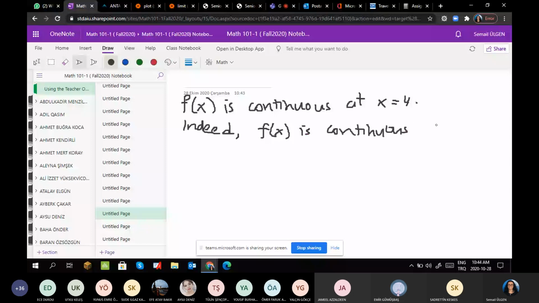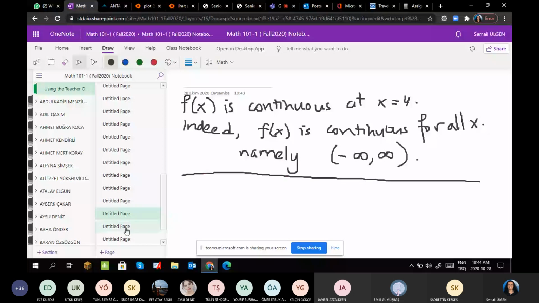Continuous for all x. For all x means, so you're going to write all x, namely, in terms of intervals, right? Negative infinity to infinity. It is continuous everywhere. Okay? So we are going to write the answer like that. I'm going to show you in the picture why this is so.